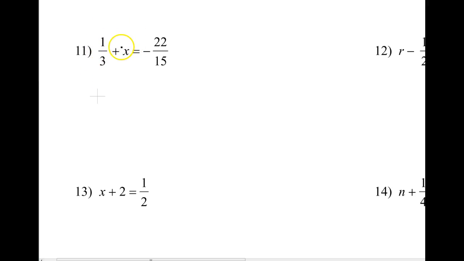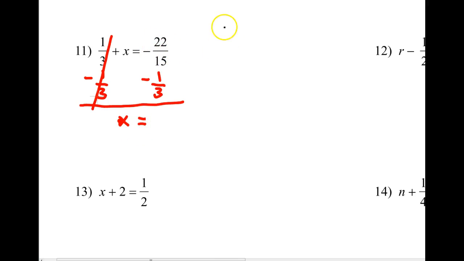This is the side of the variable. So we have a 1/3. We want to move it out of the way. A positive 1/3. I'm going to subtract 1/3 on both sides. So that equals 0. And we have to do negative 0.2 over 15.